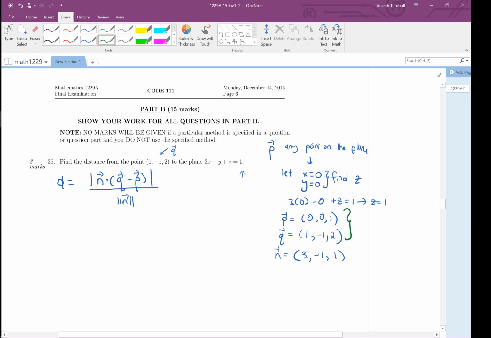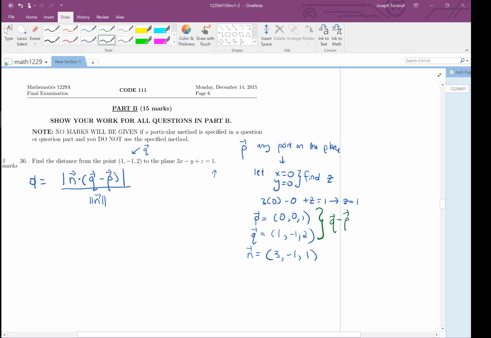Okay, so let's finish getting the ingredients we need. So we're going to get Q minus P. In your formula you may have P minus Q, or have the labels flipped, but it doesn't matter. The absolute value sign takes care of that. Don't get caught up on that stuff. So we have (1, -1, 2) minus (0, 0, 1). So 1 minus 0 is 1, negative 1 minus 0, negative 1, 2 minus 1, 1.